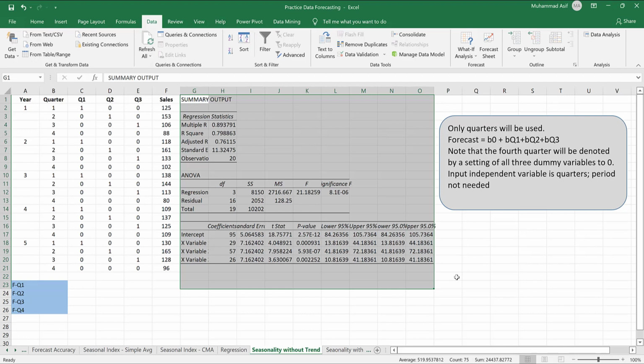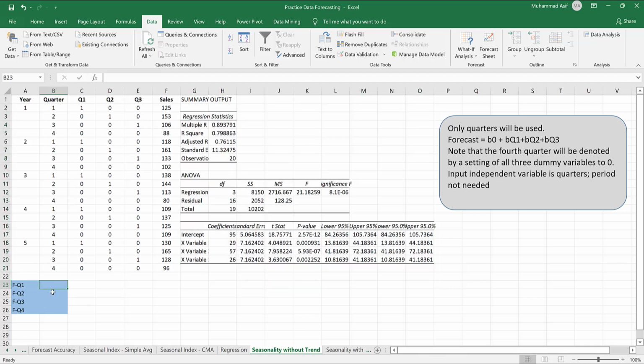Now we will use the findings of this regression analysis to develop forecasts for different quarters. So let's say here is quarter number 1. The formula for this one will be equal to the intercept, this is the intercept, plus, because we are doing it for Q1, we will only use the slope of this one, multiplied by 1, and all others will become 0. With 0, which means we are not even going to use them.